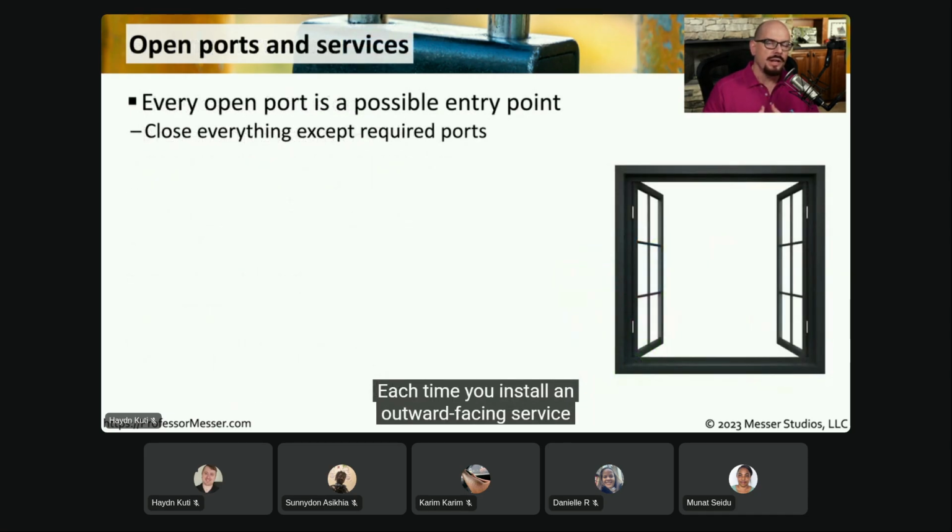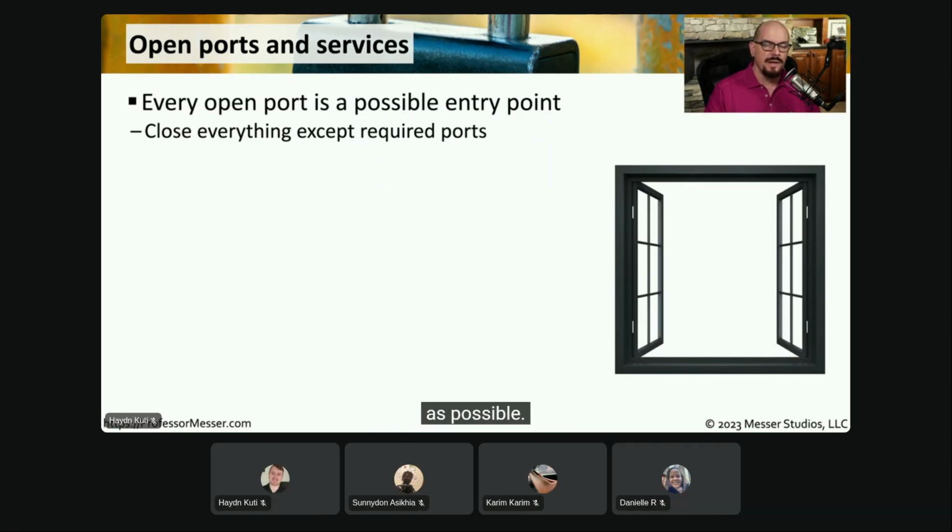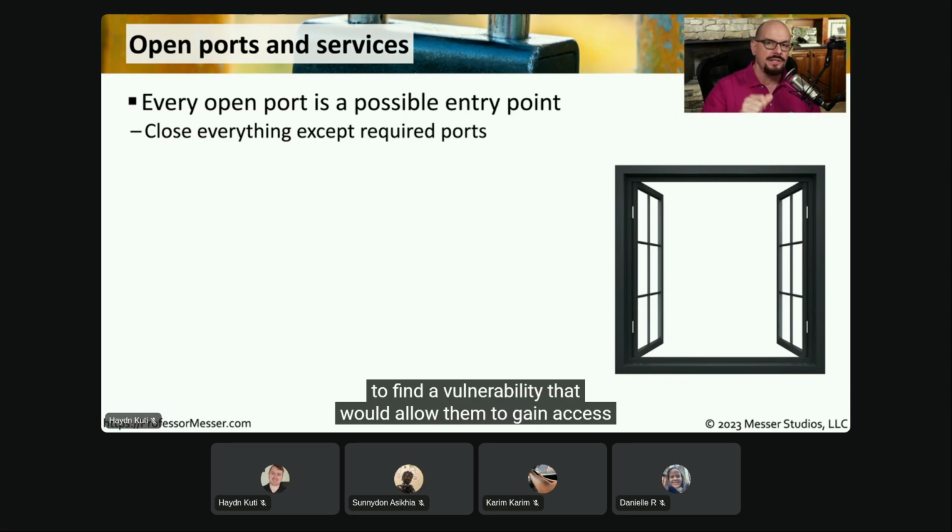Each time you install an outward-facing service on a server or workstation, ports are opened inside of the operating system, and those ports can be accessed across the network. Ideally, you should close as many of these ports as possible. Each one of those ports is an opportunity for an attacker to find a vulnerability that would allow them to gain access to that system.